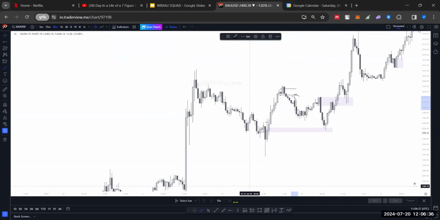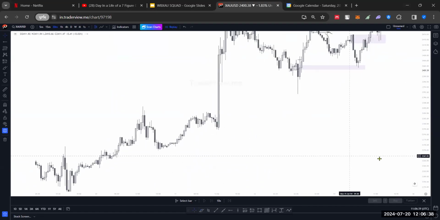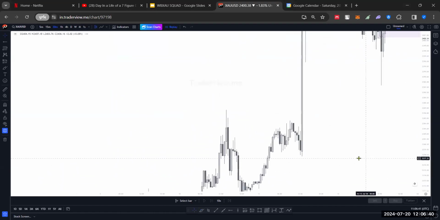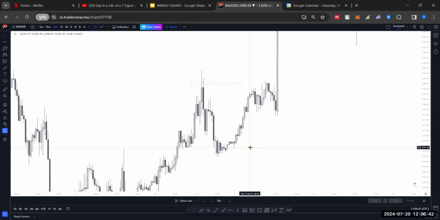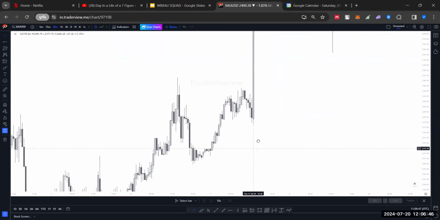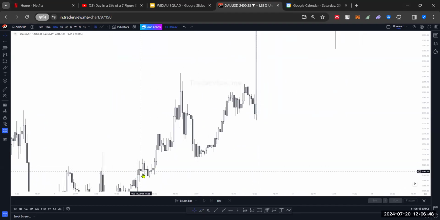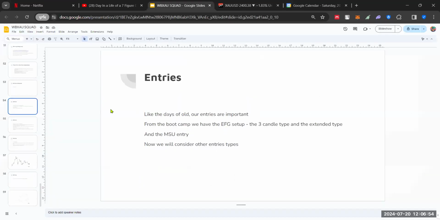Let's see my examples. Engulfing field, EFG setup. There's another example right here. The price came back to it, and then the price continued. So the EFG setup is very, very important. After the EFG setup, we spoke about the MSU, the first entry being the EFG.